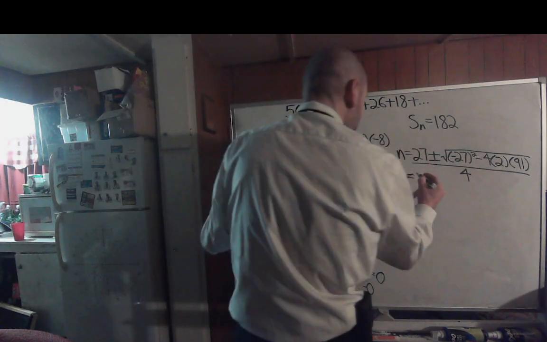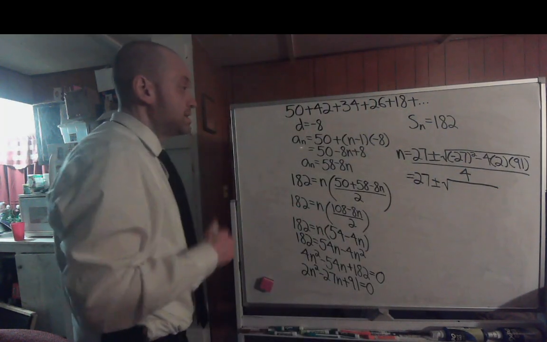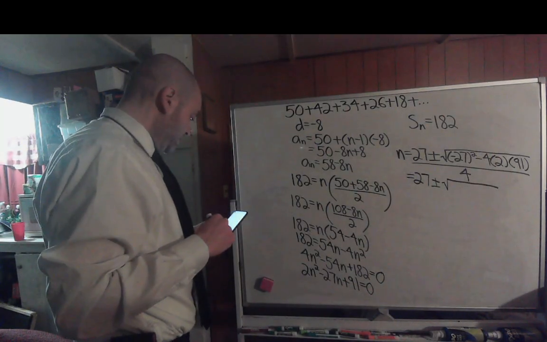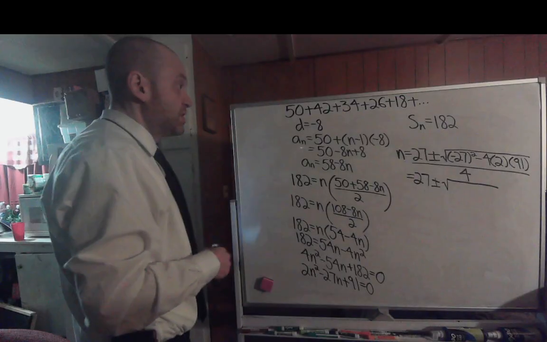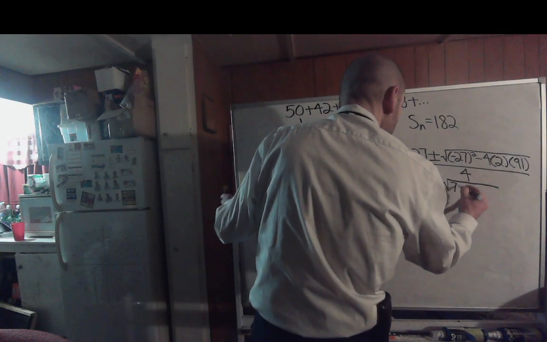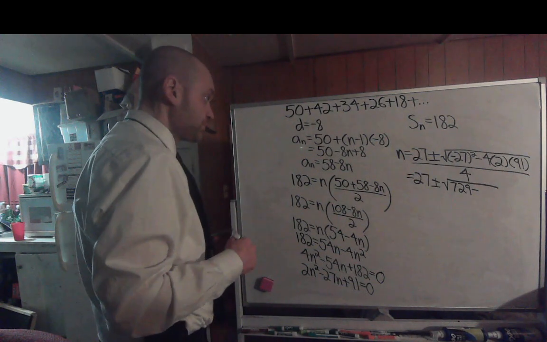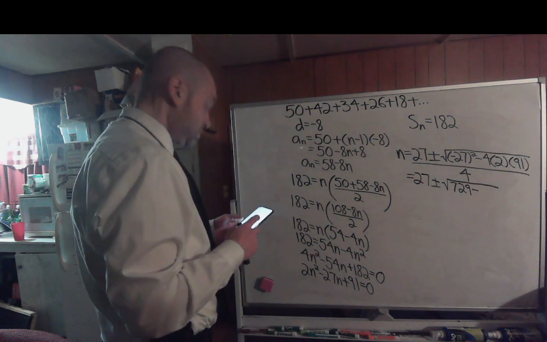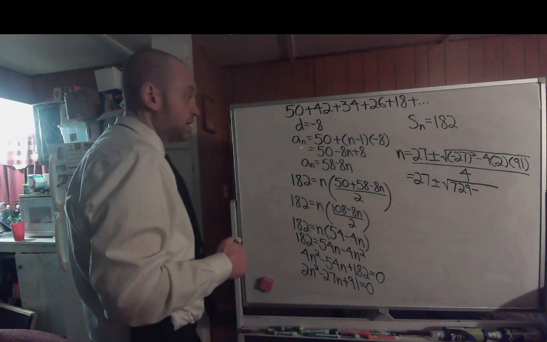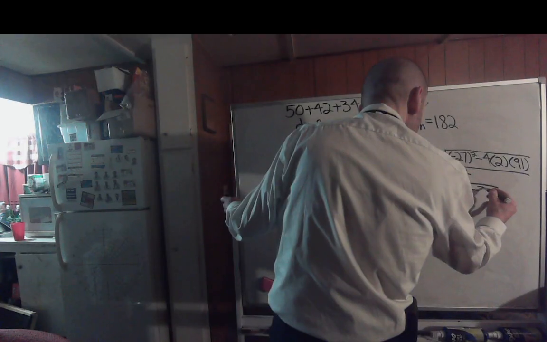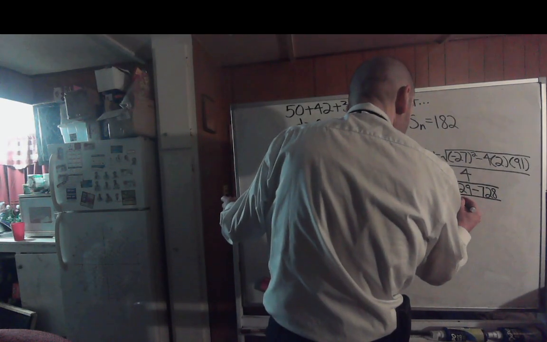So let's figure out what is underneath the radicand, what all this means. So let's figure out what 27 squared is. That's 729 minus 4 times 2 times 91. So that's really 8 times 91. That'd be 728. Divided by 4.